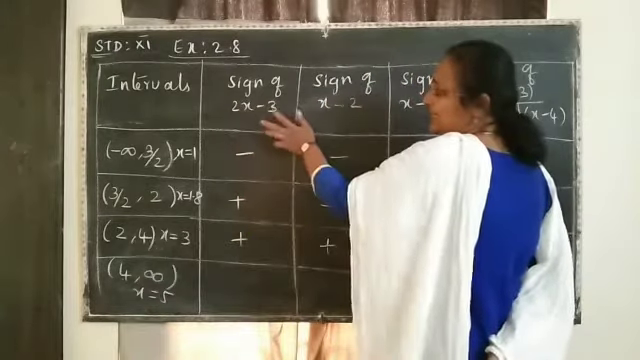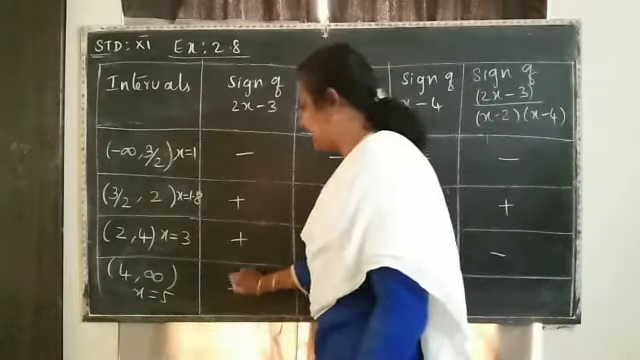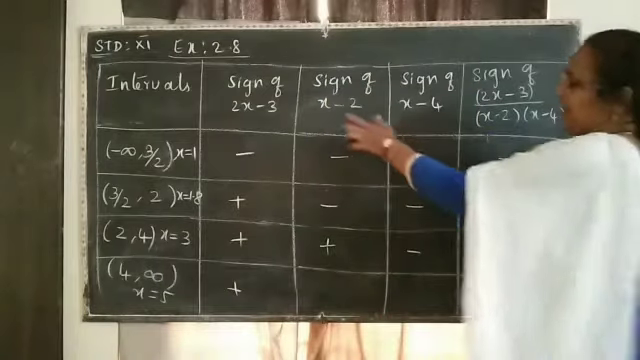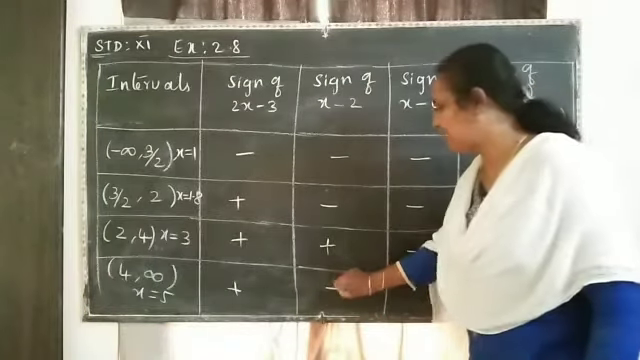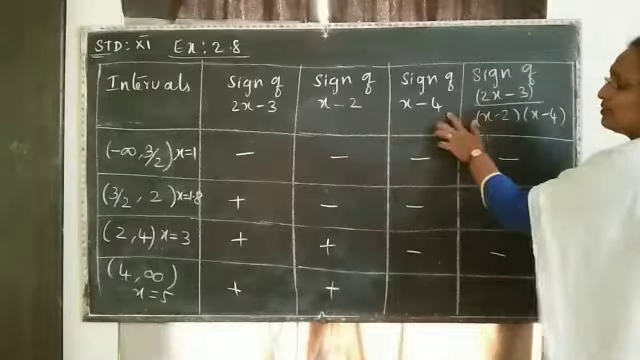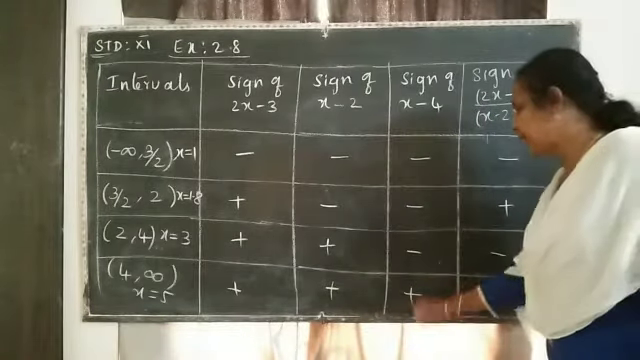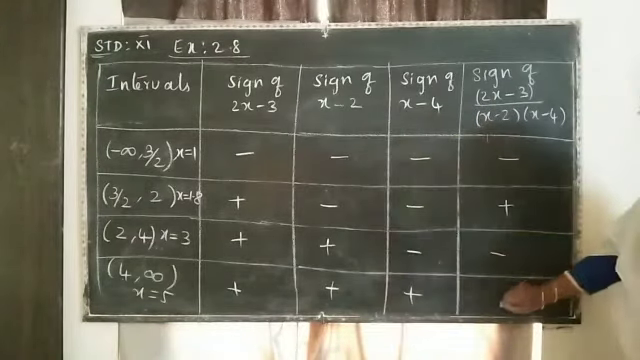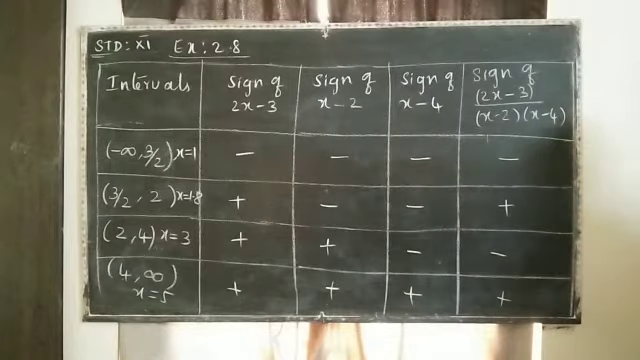Now 5 twos are 10. 10 minus 3 is what? 7. It is positive. Now 5 minus 2 is 3. Again it is positive. Now 5 minus 4 is again plus 1. It is positive. So all the three terms are positive. So again the final answer is negative.